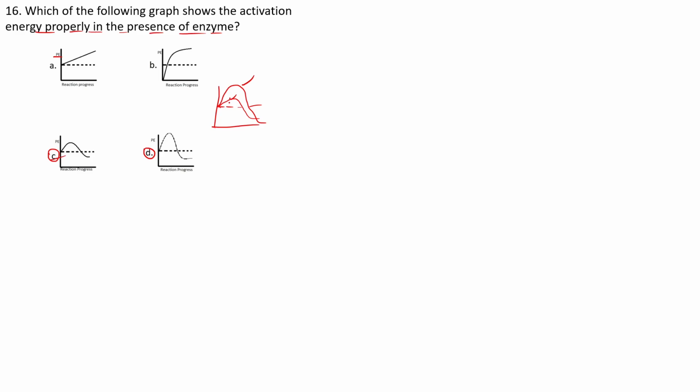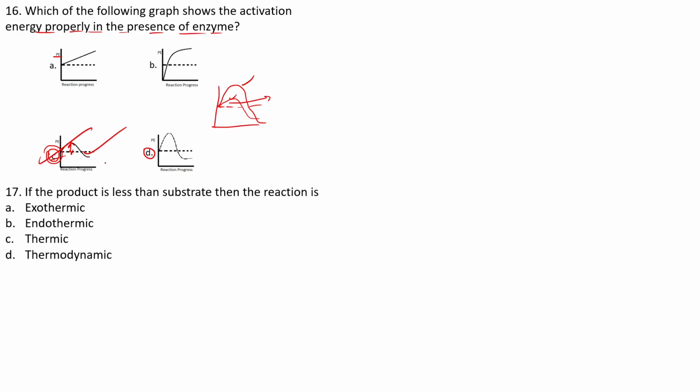In the presence of enzyme is the C part. The smaller curve is actually the presence of enzyme, and if you compare both, if you overlap them both, you can see C is our right answer. The distance between the substrate and the transition state is less in the C graph, hence we can say C is going to be our right answer.